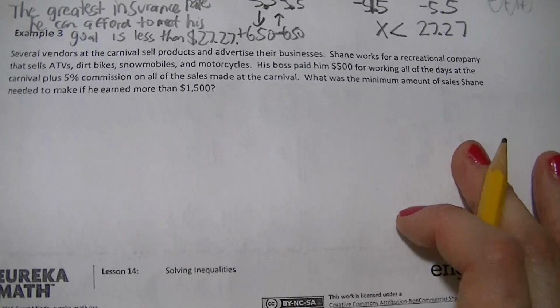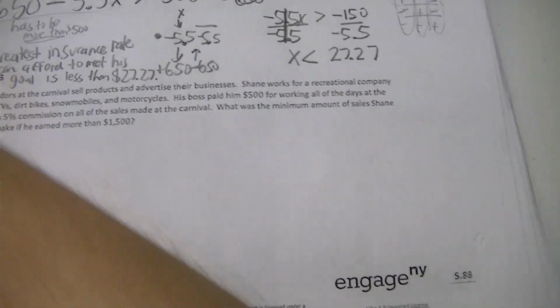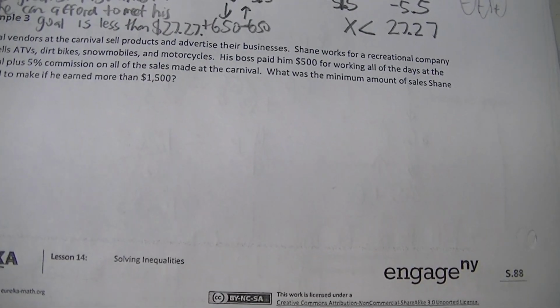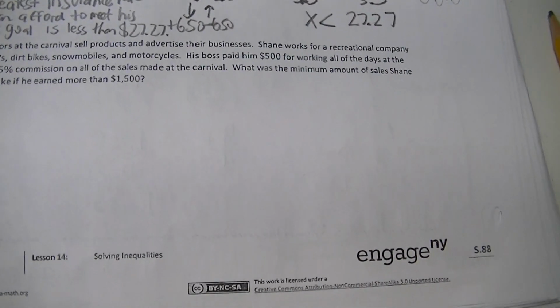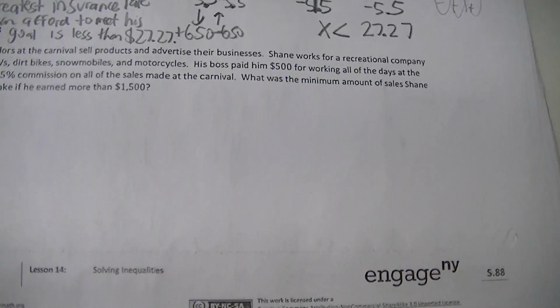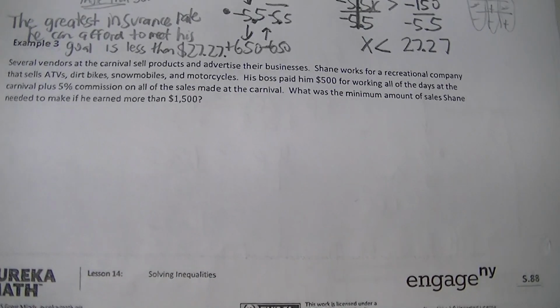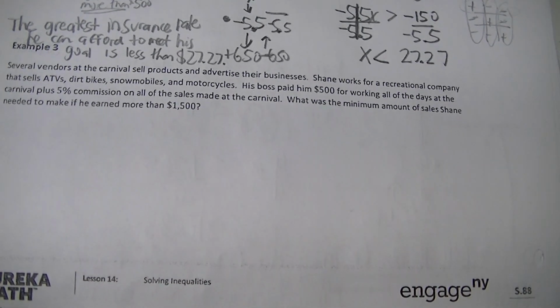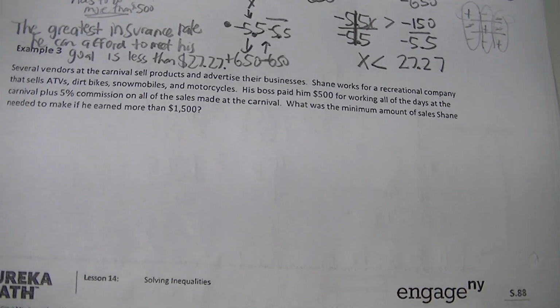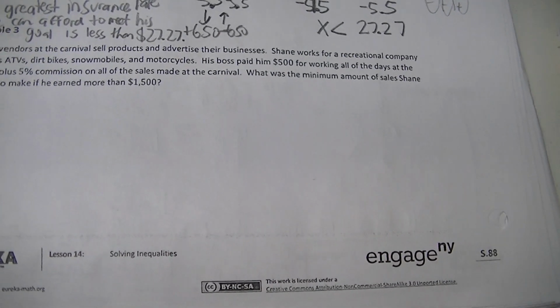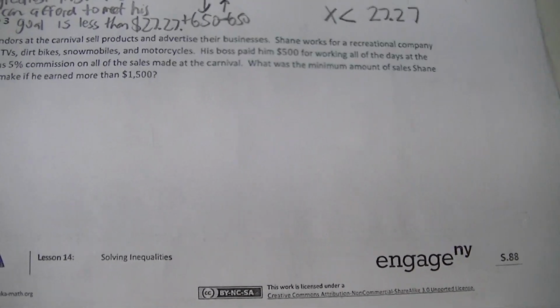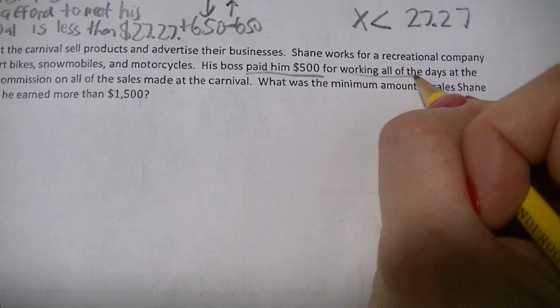Next problem. Example number 3. Several vendors at the carnival sell products and advertise their businesses. So relating that to us at the fair, you know, when you go into the commercial booth, the commercial building, those are all vendors. So several vendors at the carnival, they sell products and advertise their businesses. Shane works for a recreational company that sells ATVs, dirt bikes, snowmobiles, and motorcycles. So that'd be like Moses Lake Power Sports, okay? And so he's going to the carnival, and he's going to show their merchandise and stuff. So his boss paid him $500. Oh, he got $500 for working all of the days at the carnival.